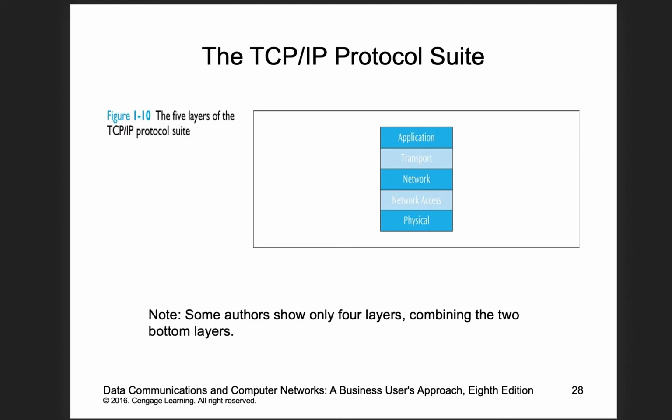Okay, let's take a look at the figure. Here we have the TCP/IP. We have 5 layers. The first one is application. Next, we have the transport. The third one, we have the network. The fourth one, we have the network access. And number 5th is the physical layer. Take note that some authors will show only 4 layers, combining the 2 bottom layers. Essentially they are combining the network access layer and the physical layer. But don't worry about that.